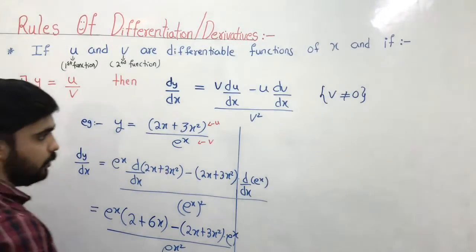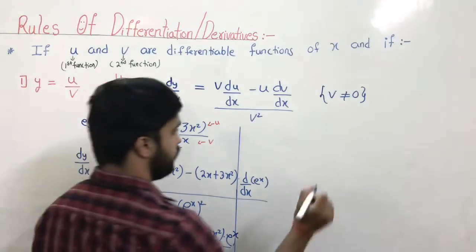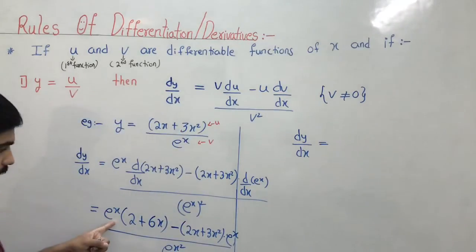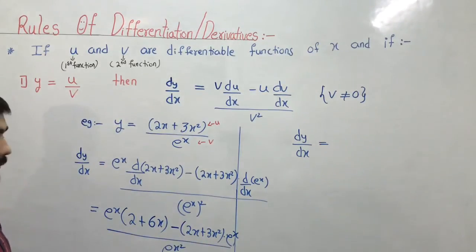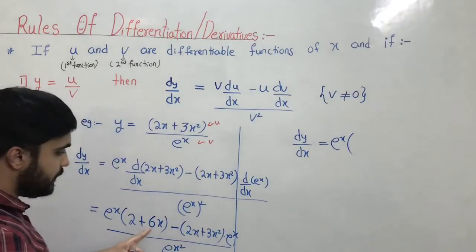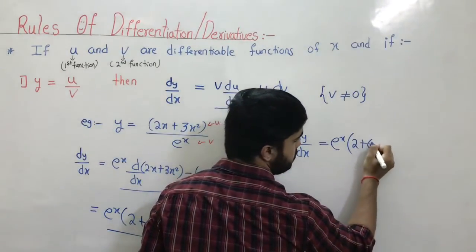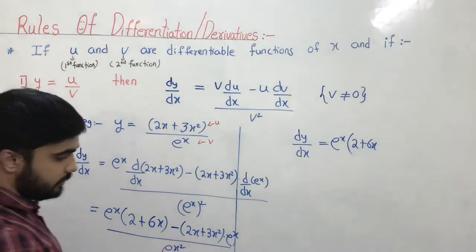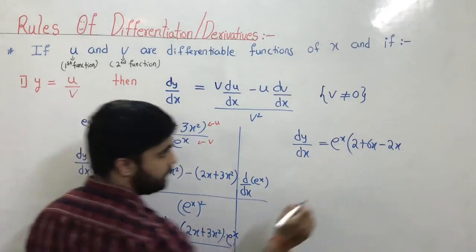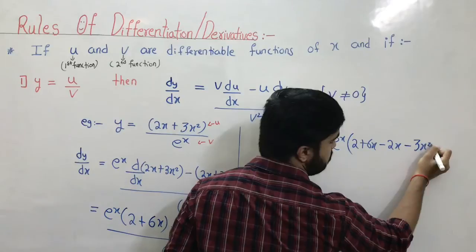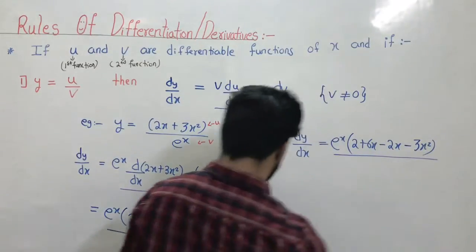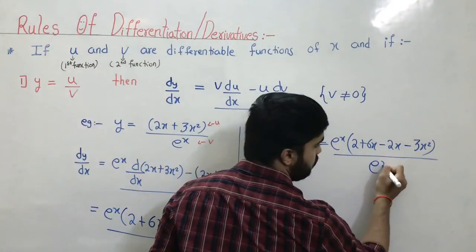Okay. Now we'll solve this further. So what we'll get? So dy by dx, so it will be e raised to x as it is and e raised to x as it is. So we can take e raised to x common. So what is left is 2 plus 6x, so 2 plus 6x minus 2x. Now plus minus becomes minus, so it will be minus 3x square. Okay, so minus 3x square whole divided by e raised to x square.